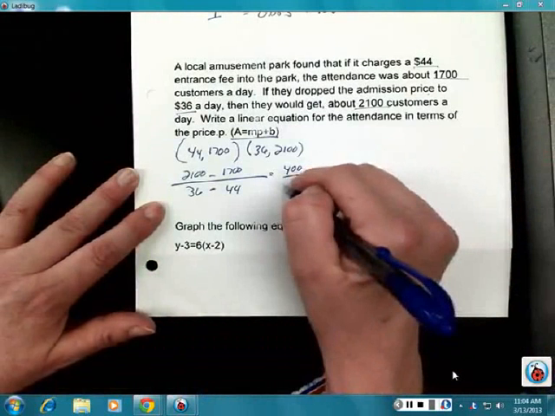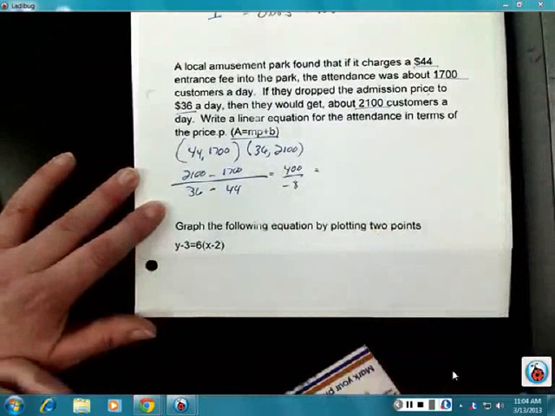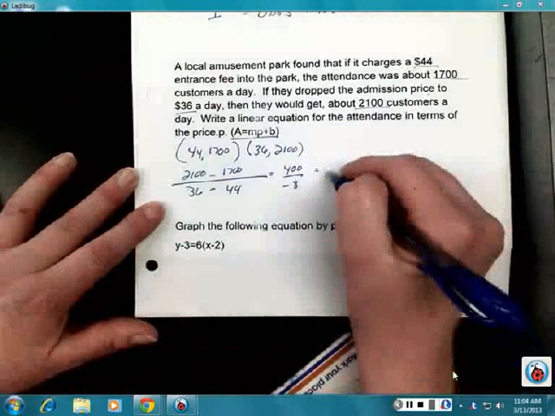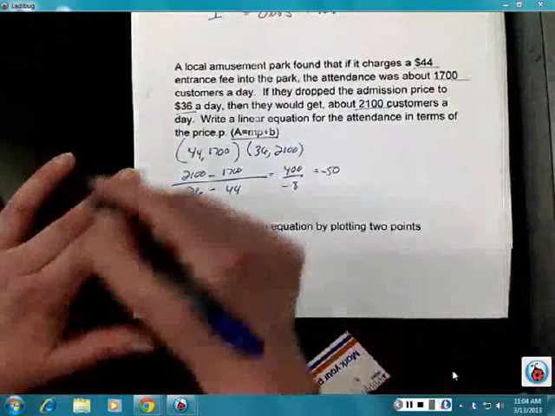Negative 8. 36 minus 44, right? Okay. What's 400 divided by negative 8? Negative 50. Okay, so that's my slope.